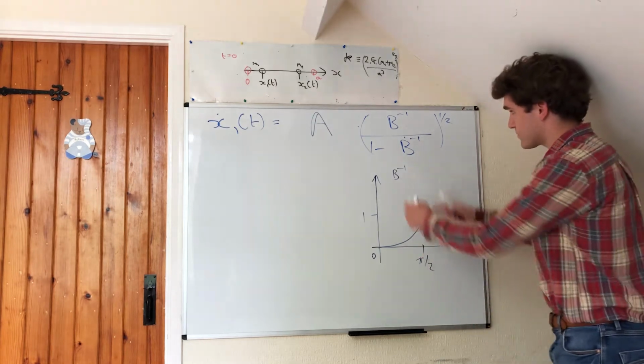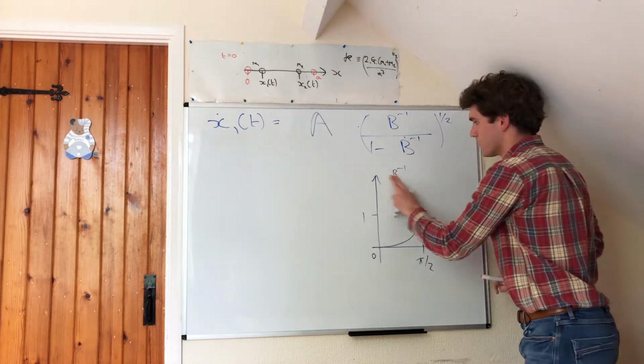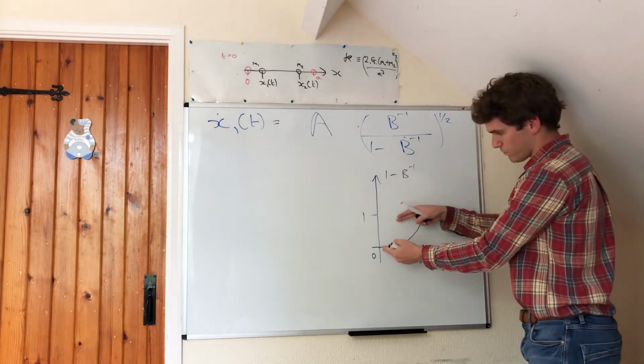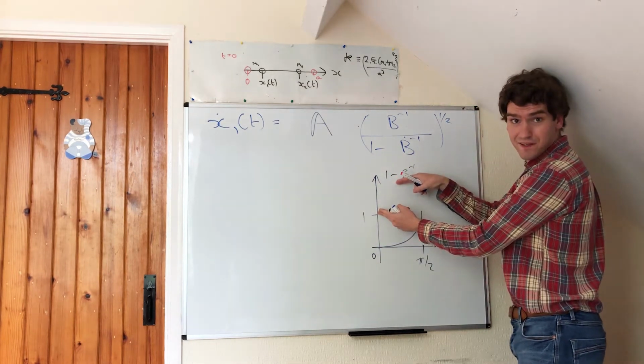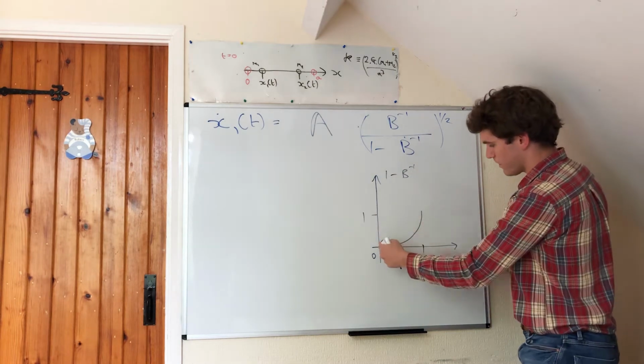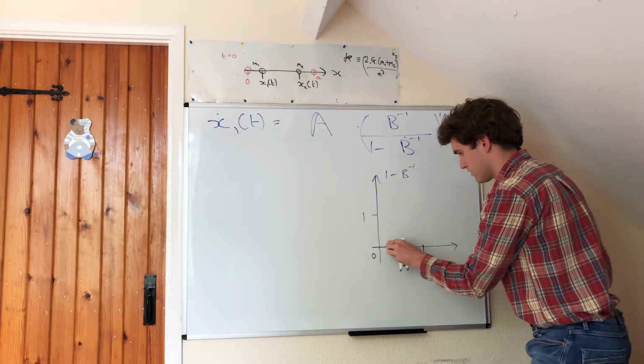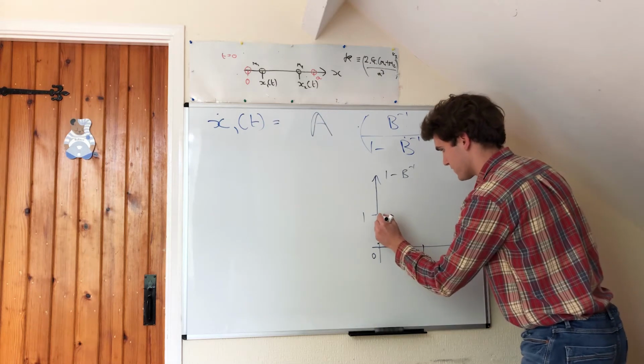Now what we can do is think about what 1 minus this will be. So 1 minus this thing will just be, well, we're basically doing the minus of it and adding 1. This will make a graph looking like this.